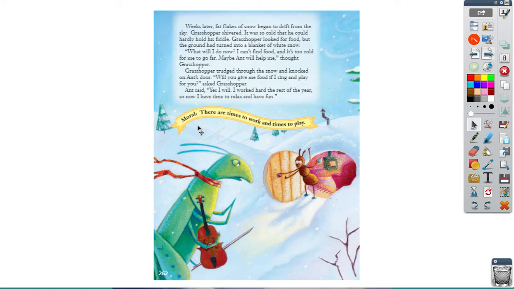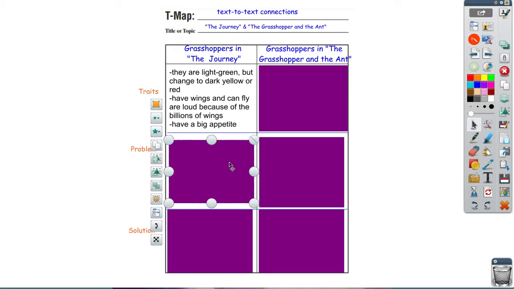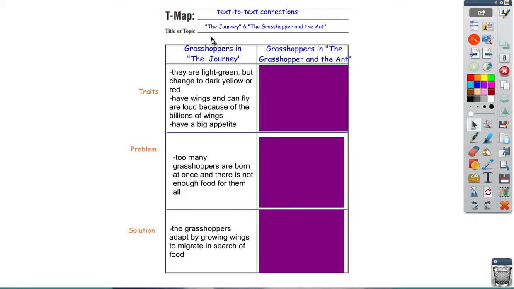Alright, welcome back, guys. Before we take a look at our chart, let's talk about the moral or the lesson that the grasshopper learned. Remember, the moral in the lesson is not just specific to the character, but it can be applied to anybody's daily life. So what he learned is that there are times to work and times to play. I'm sure you guys know that. Now let's check our answers.